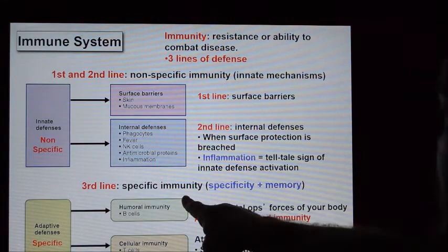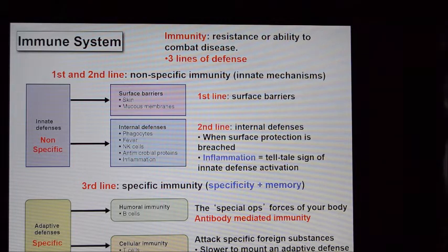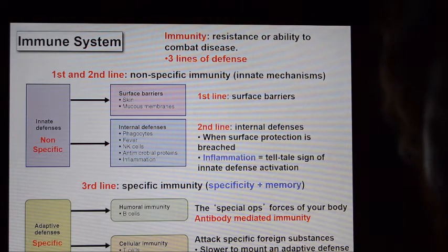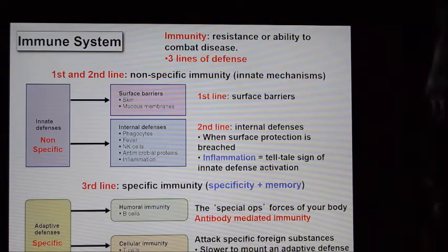And that takes us to the third line of defense, which we call specific immunity. So we will pick that up in just a moment. I've got to change the battery in this camera, and then we will do the third line of defense.